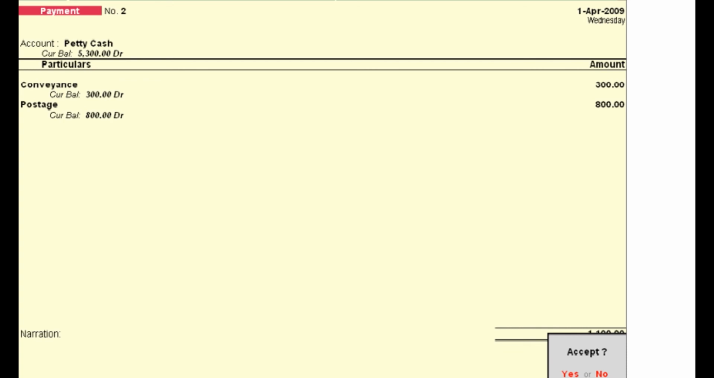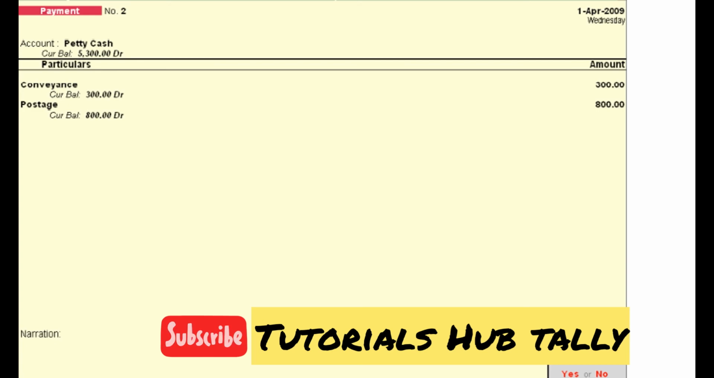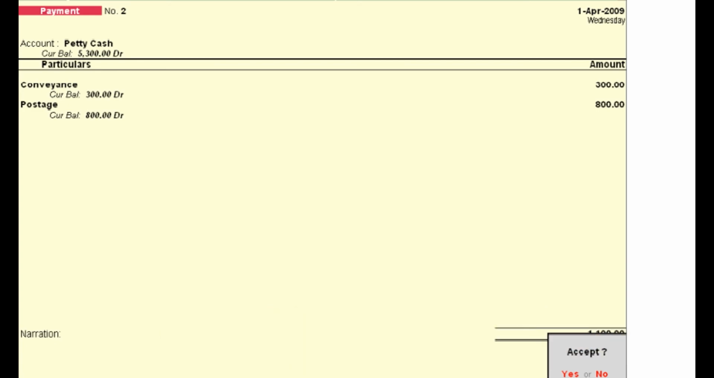The advantage of a single entry mode is that you can select multiple debits or credits depending on the type of entry. Similarly, the transactions can be recorded in single entry mode even in receipt and contra vouchers.